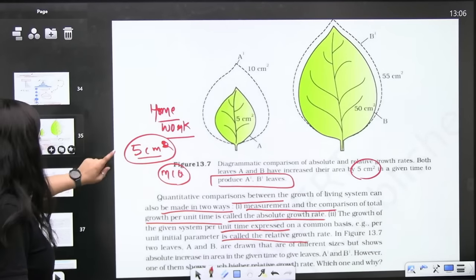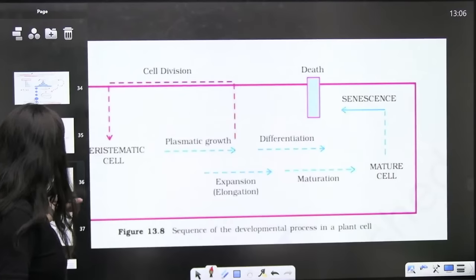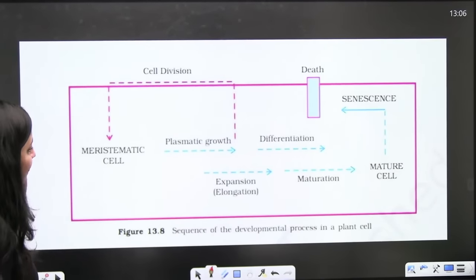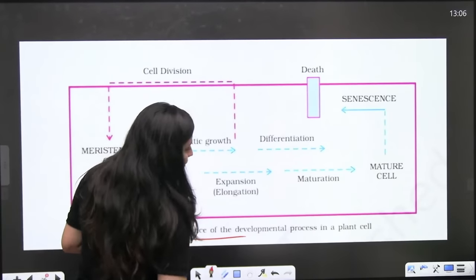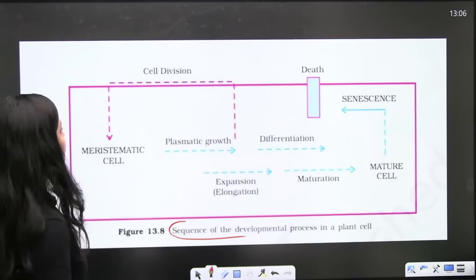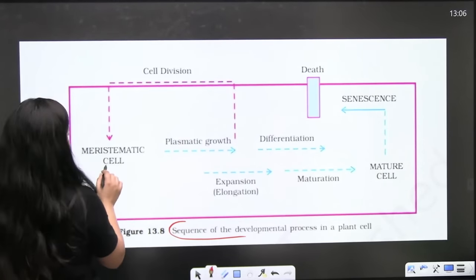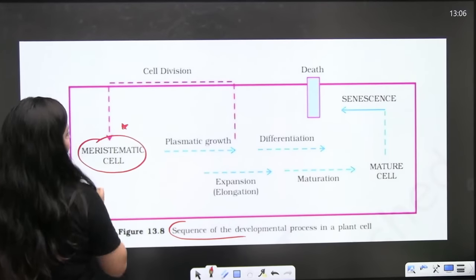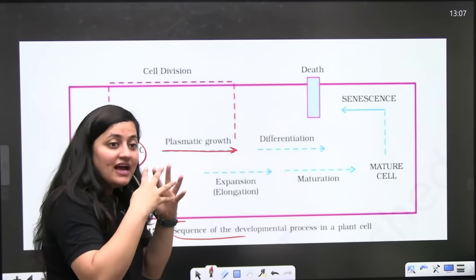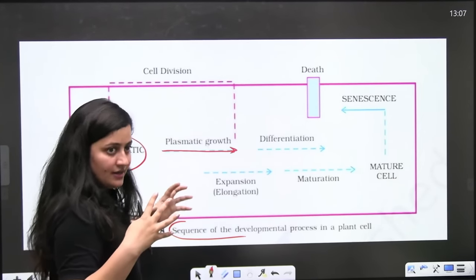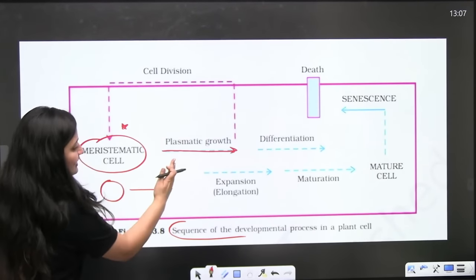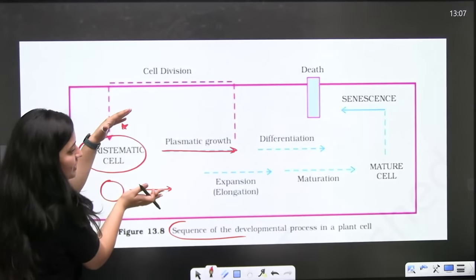Okay, it's done. So next is this particular table, this particular flow chart, which can come in the paper. It is the sequence of development of the developmental process in the plant cell. So here you can see, bache, meristematic cell, which is the actively dividing cell. The plasmatic growth will be there. The increase in the size will be there. The cytoplasmic increase will be there. Right. So you know that there is a cell. Cell is going to increase its size. Cell is going to increase its cytoplasmic content. The plasmatic growth will be there.